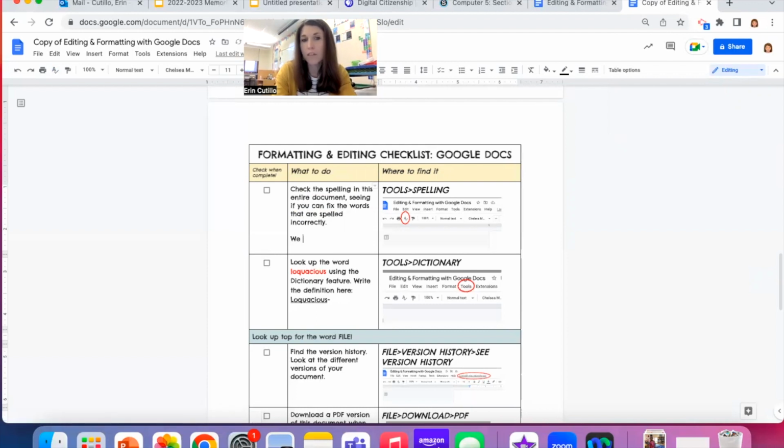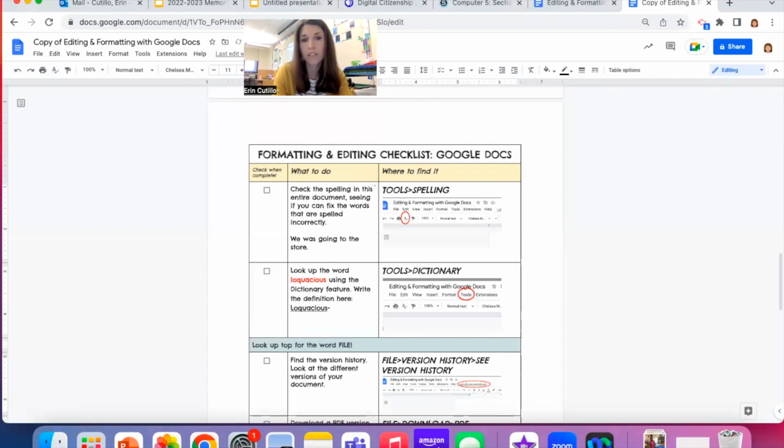If I did something wrong grammatically, grammar is basically how we use words. If I said we was going to the store instead of we were going to the store, let's see if that comes up. Yes, the verb was comes up in blue. If it comes up in red, that means it's spelling. If it comes up in blue, that means it's grammar. Something's wrong with the way that you're using the words. When I tap on this, it suggests a different word, we were going to the store, because that's the correct way to say it.